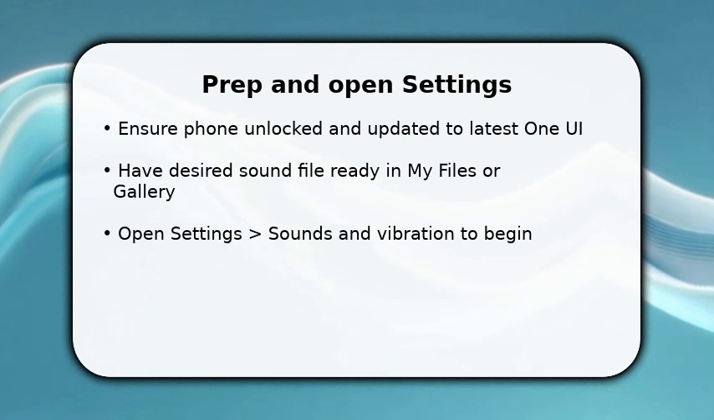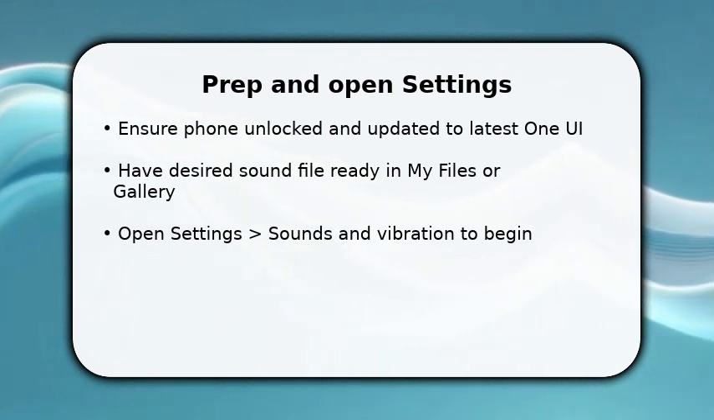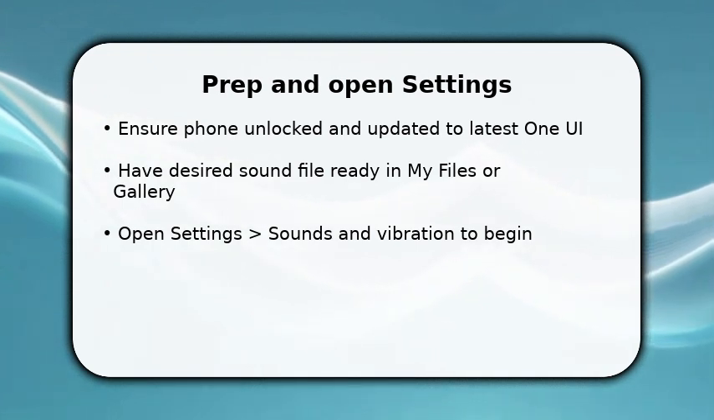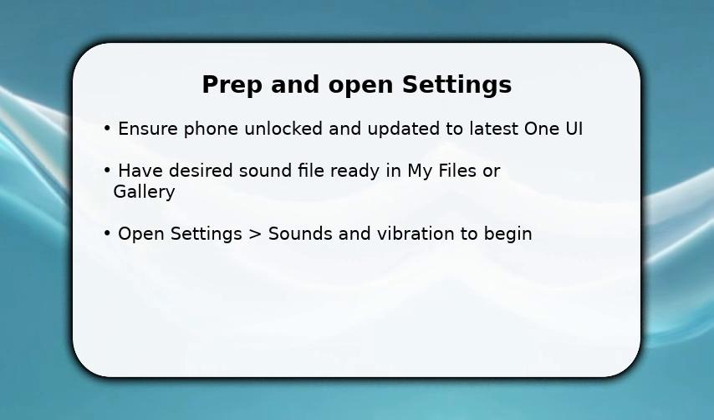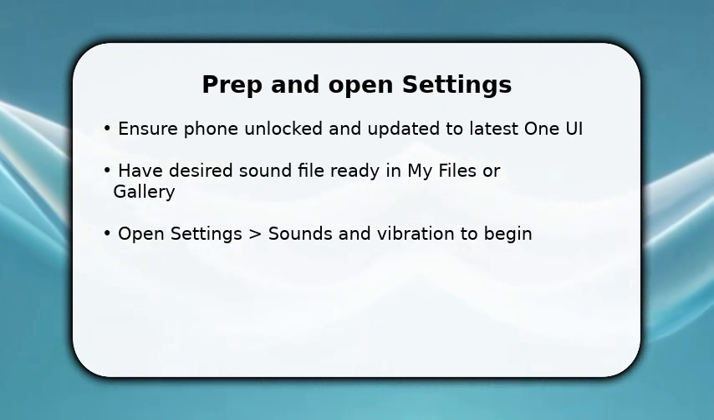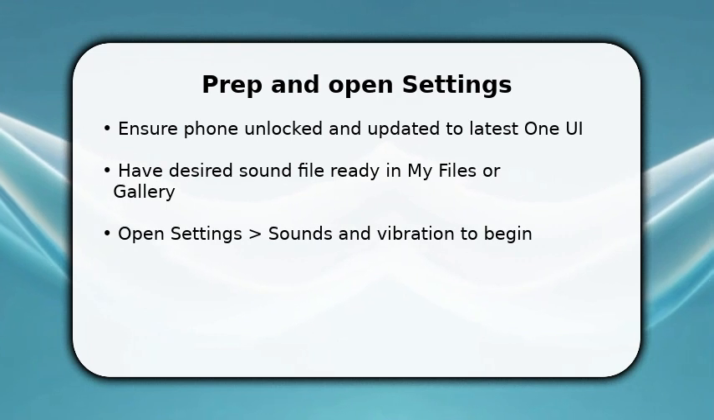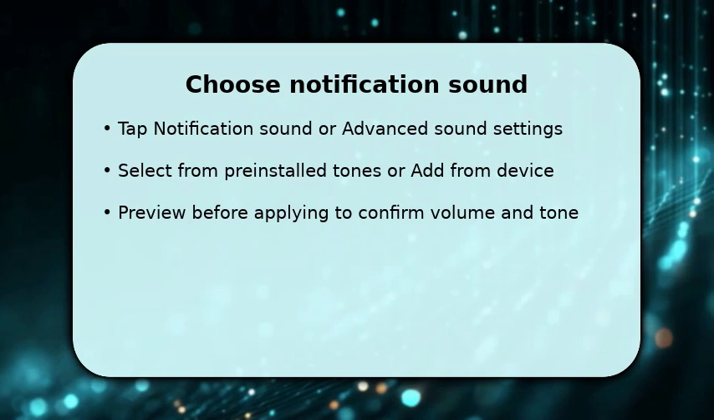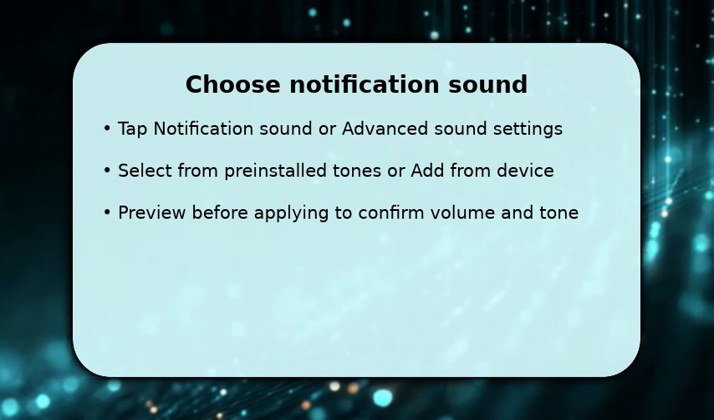Now open Settings and tap Sounds and Vibration to reach notification controls. This is the core path. Follow it precisely because One UI organizes sound options here. Make sure you're on the main sound screen before moving to notification-specific choices. That prevents choosing a ringtone, and you'll tap Notification Sound, or if present, Advanced Sound Settings to see every option.